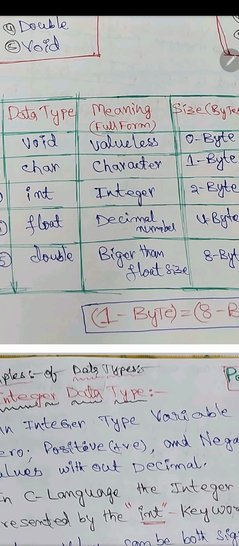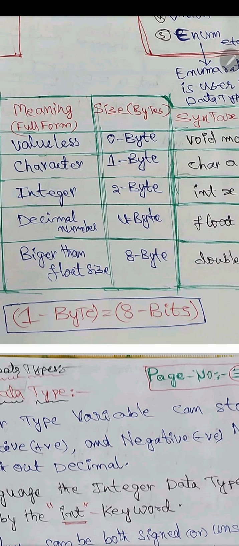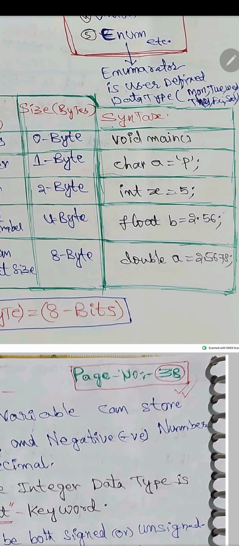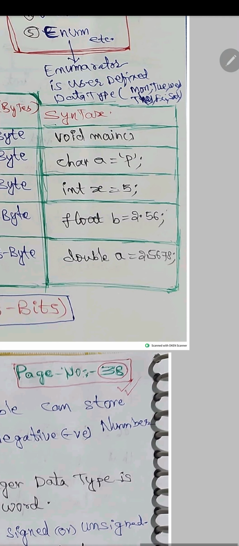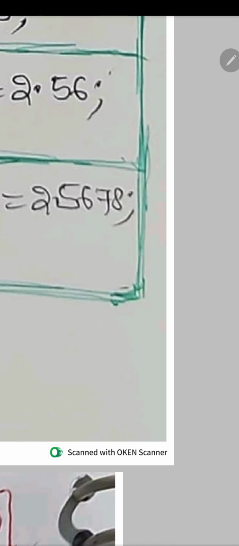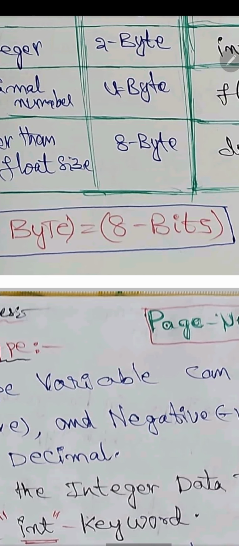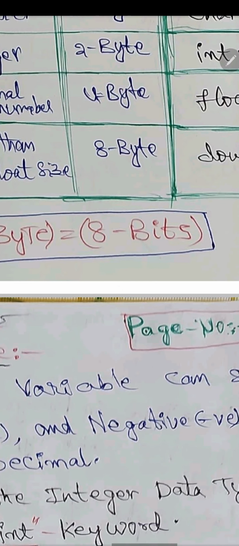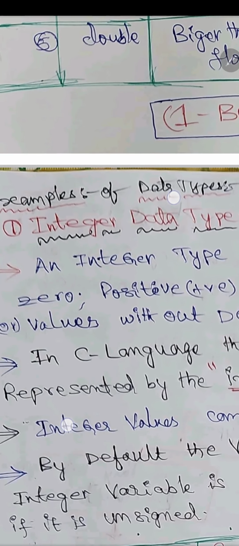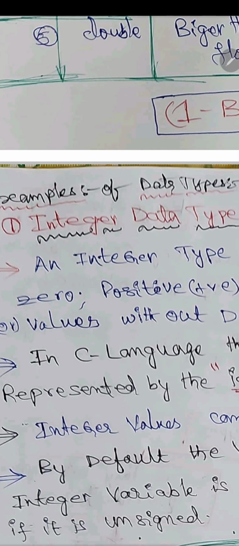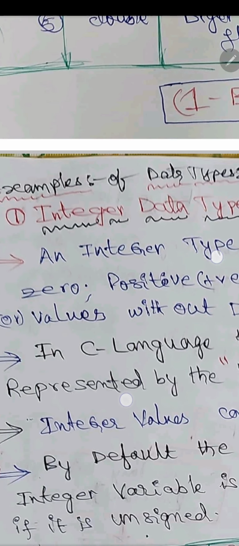And double is bigger than float, it occupies 8 bytes in the memory space. The syntax is double a, any variable a, equal to some number, 2.256 or 2.5678, semicolon. Any number you can give. The basic unit is 1 byte equal to 8 bits. If it is given as an SMS question, you need to write like this: integer data type.